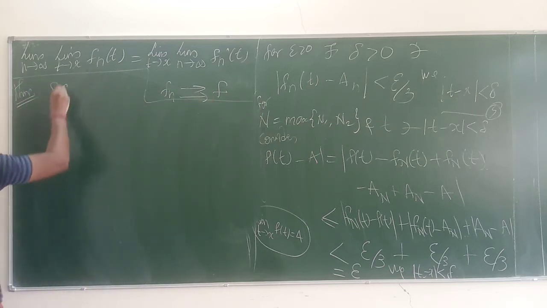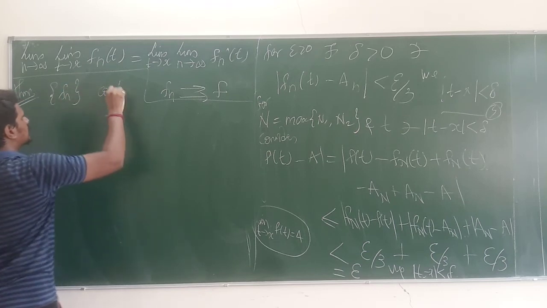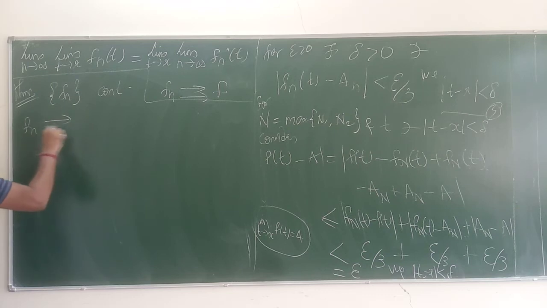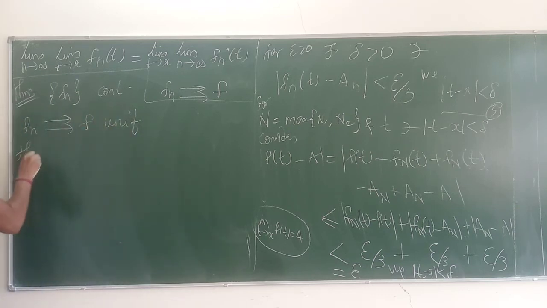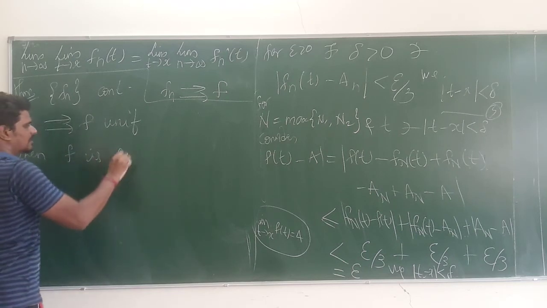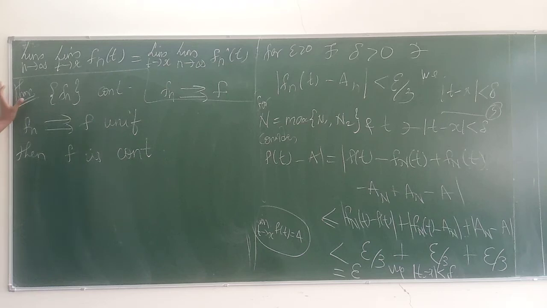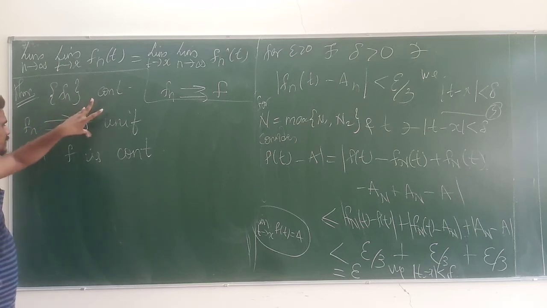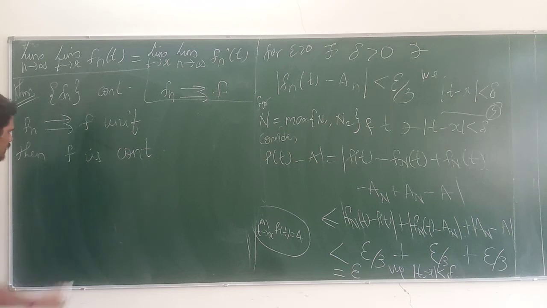If we have a sequence of functions, all continuous, and the sequence converges to f uniformly, then this f is continuous. That's what it is. Whenever we have a sequence of continuous functions converging to f uniformly, then this limit is continuous. Okay. So how to prove that?